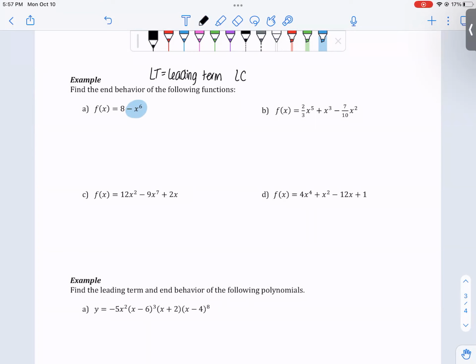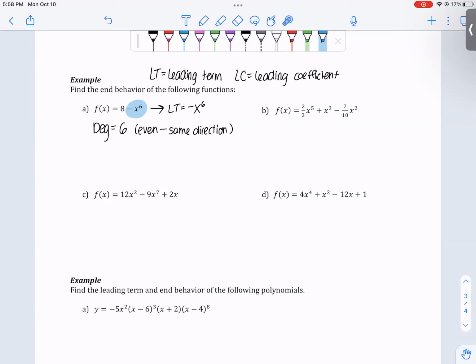And LC for leading coefficient. So the leading term is -x⁶. That negative stays on him. The degree on this is 6, which is even. If it's even, that means they go in the same direction. The end behavior, that is. The end behavior goes in the same direction.